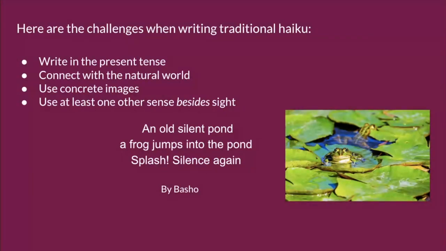In this poem, we see the word splash being used as the cutting word. It allows a juxtaposition of 2 images to occur. Before it, we have silence, then we have noise in the splash, and then we have silence again. So that it breaks the poem into 2 different parts, sound and silence being contrasted.